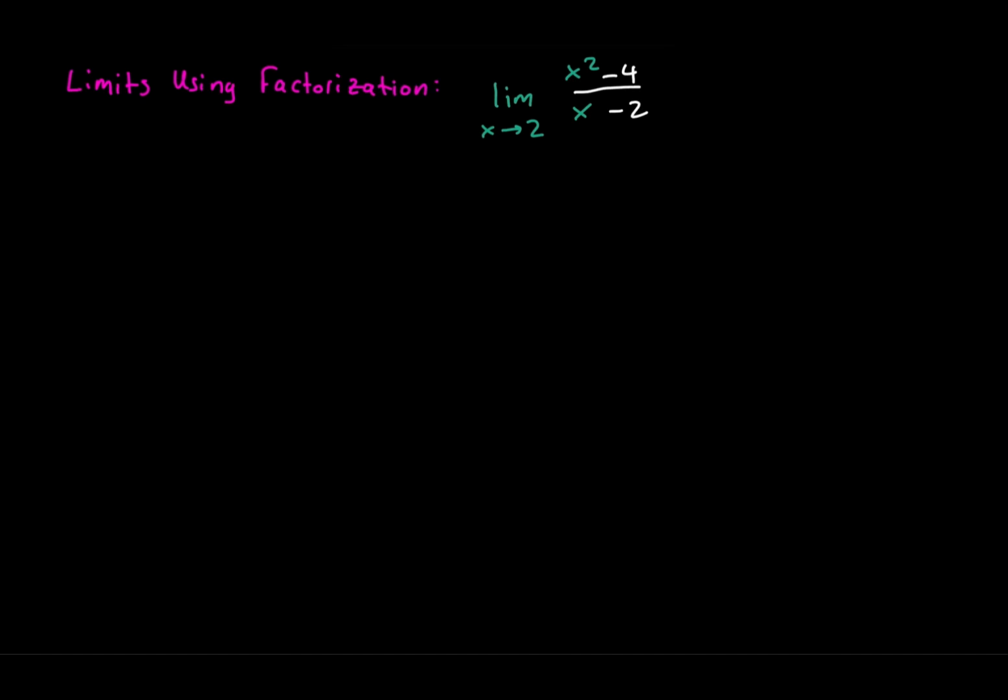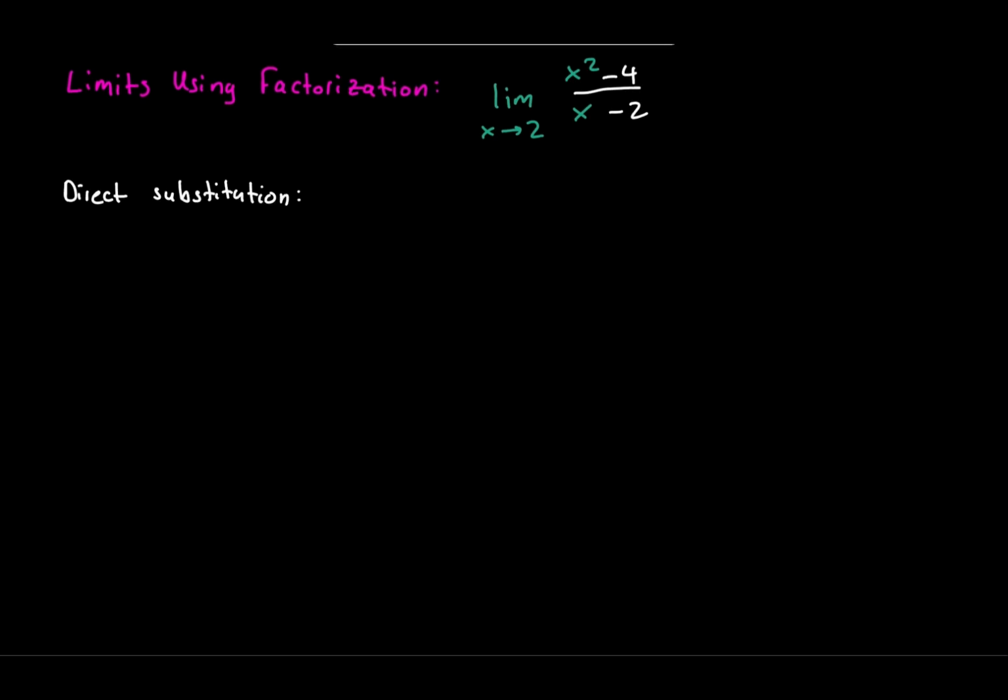We want to compute the limit as x approaches 2 of (x squared minus 4) over (x minus 2). Now the first thing we always try is direct substitution. So let's plug in x equals 2. We get 2 squared minus 4 over 2 minus 2. That gives 0 over 0. And this is important. This is called an indeterminate form. It means the expression is not defined in this form, so we need to simplify it first.